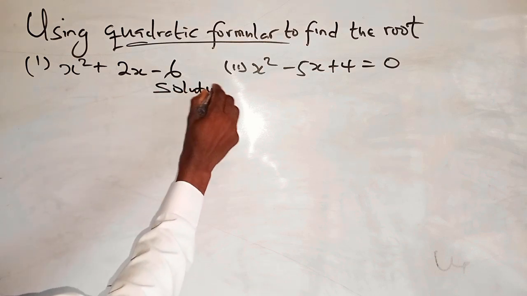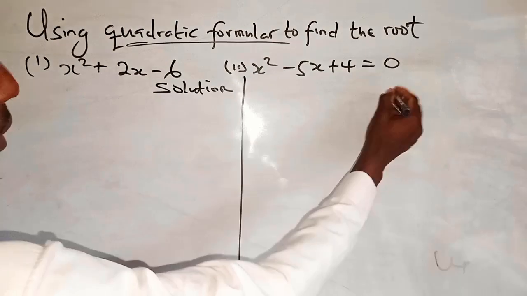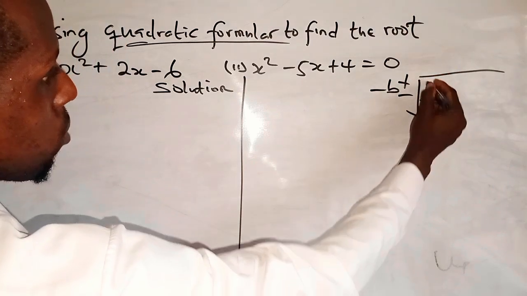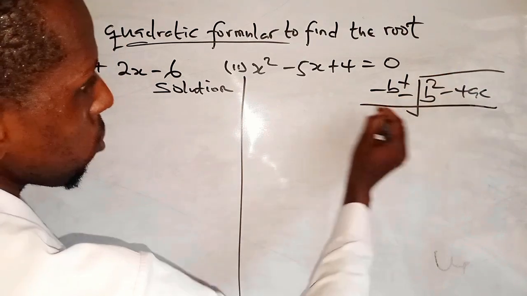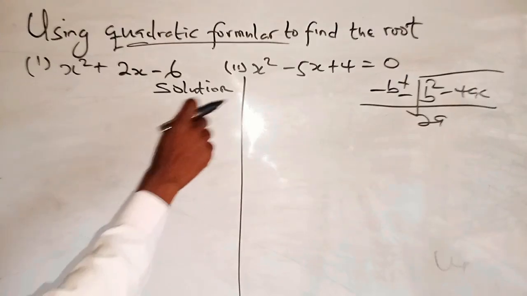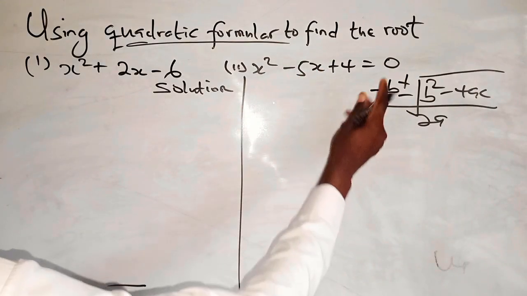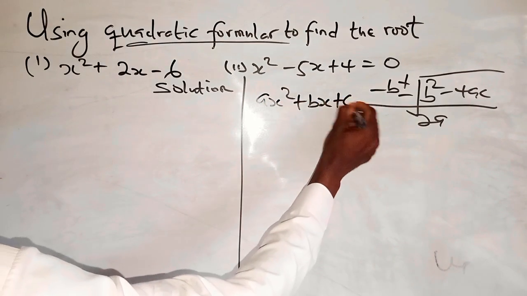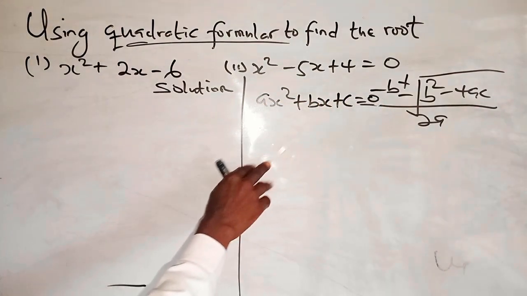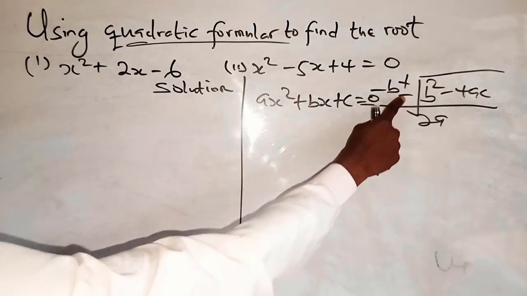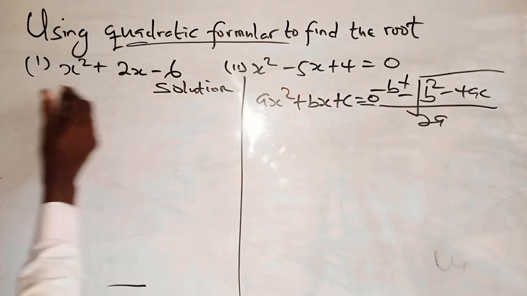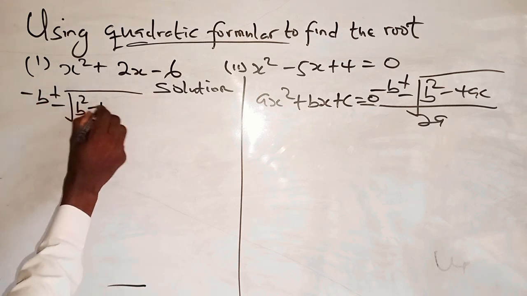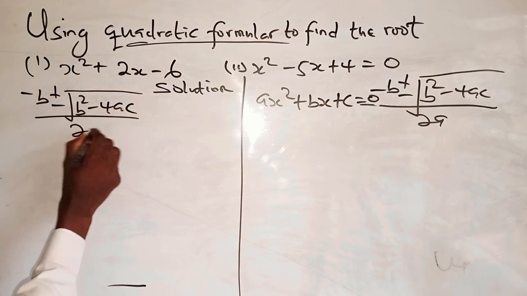Solution. The quadratic formula is given as x equals minus b plus or minus the square root of b squared minus 4ac, over 2a. A quadratic is always in the form ax squared plus bx plus c equals 0. So how do we approach this using this formula now? We have minus b plus or minus the square root of b squared minus 4ac, divided by 2a.